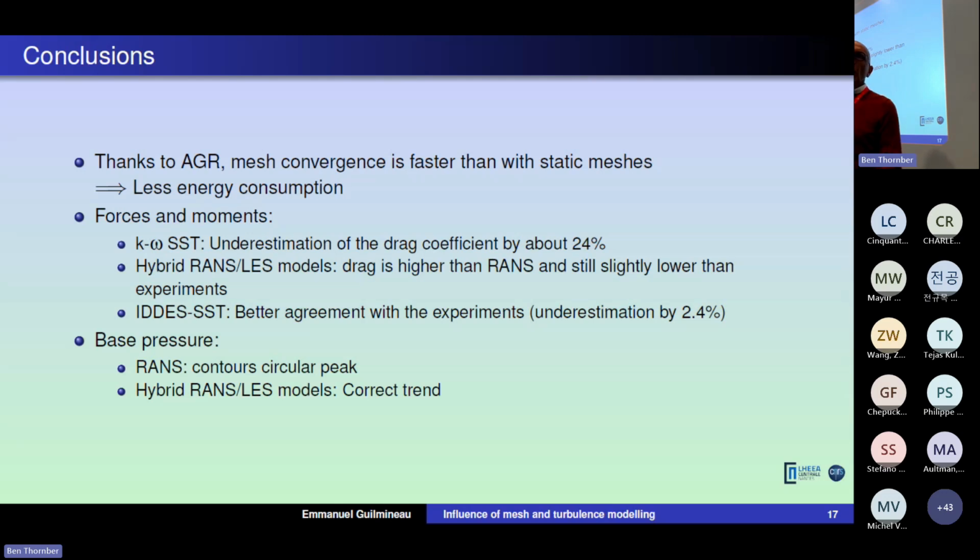It's approximately 2.4%. And for the base pressure, with the RANS, we don't have a correct shape of the pressure, and we have a correct trend with the hybrid RANS-LES.